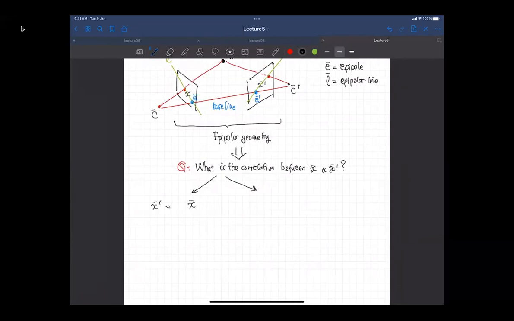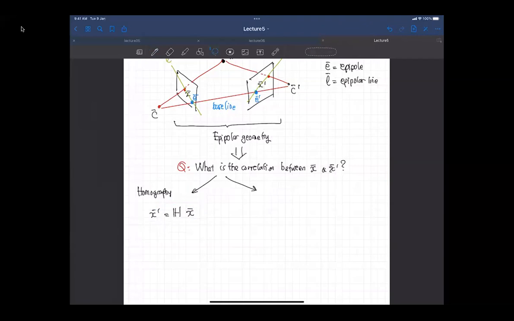Anyone? We learned this actually last week. What is the matrix here? There's a matrix here, right? It's called homography. This is homography correlation. We can transform X into X prime if we have the homography matrix.